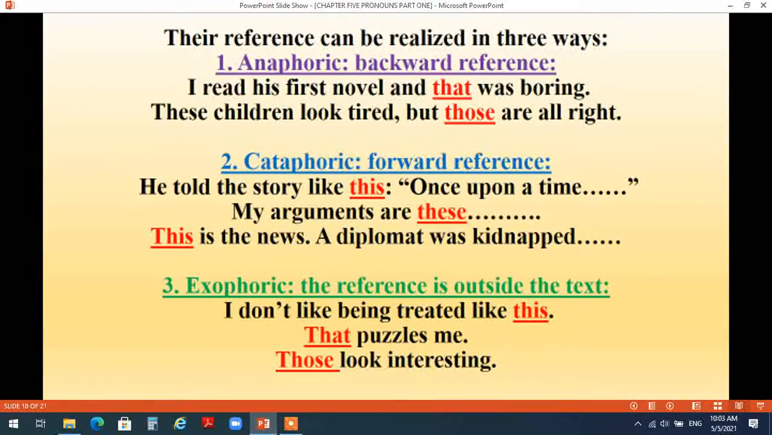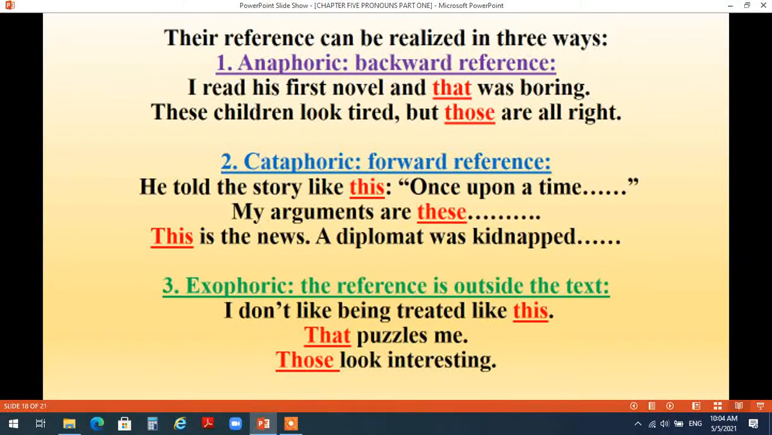نأتي إلى استخدامات هذه الضمائر اللي هي ضمائر الإشارة. Their reference can be realized in 3 ways. إذن تستخدم للإشارة في 3 حالات مختلفة. الحالة الأولى it is anaphoric or backward reference أي إنه نستخدم اسم الإشارة للإشارة إلى شيء ذكر سابقا. This is called anaphoric reference.